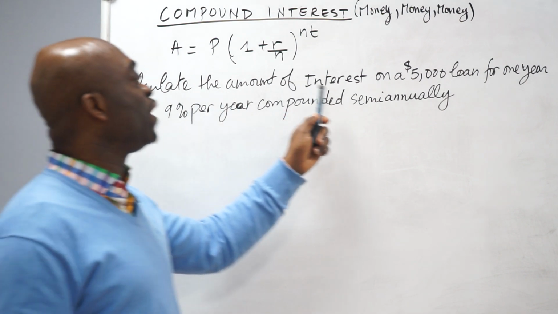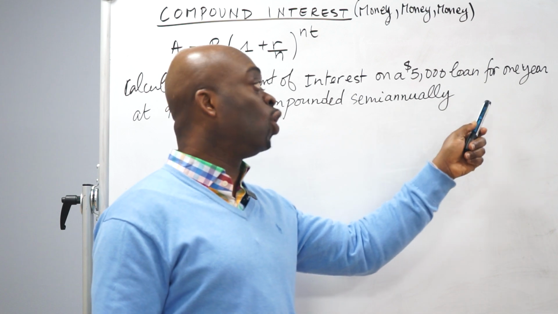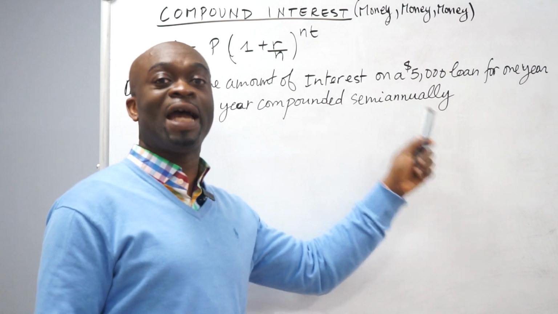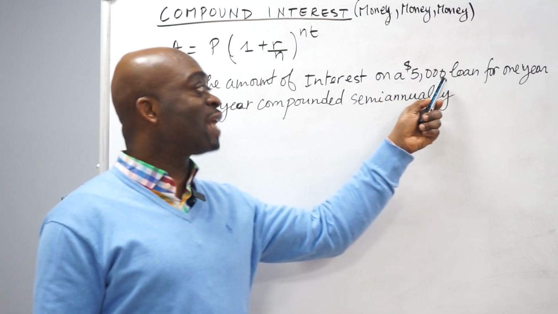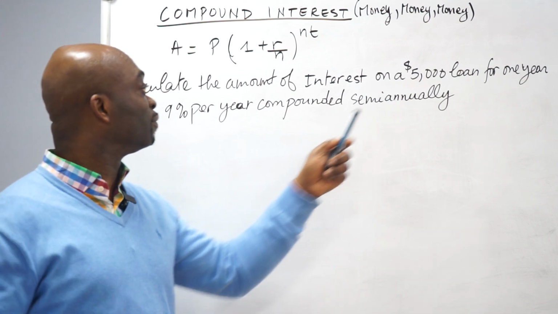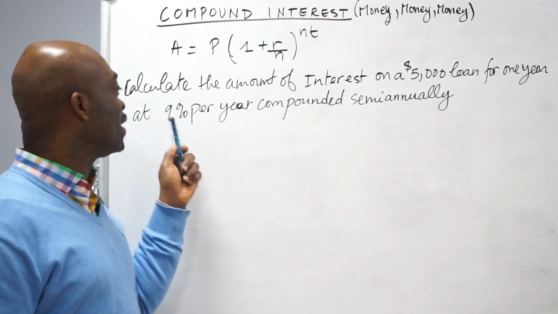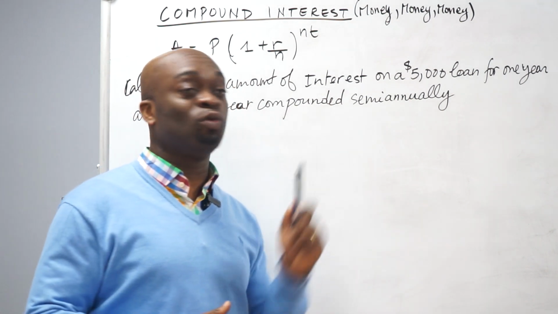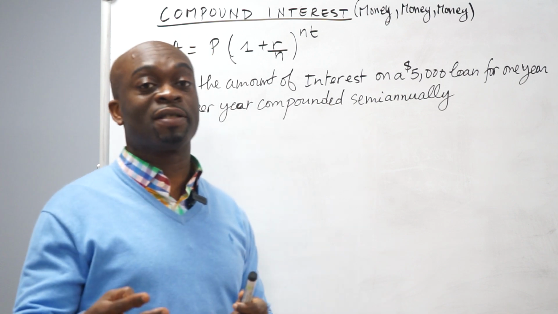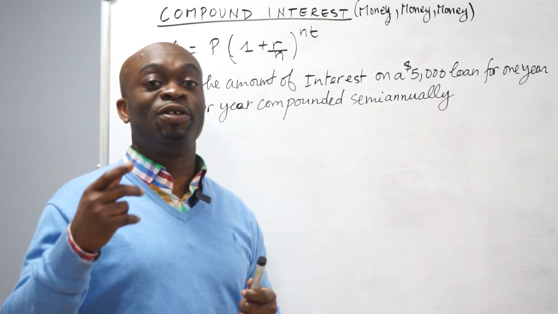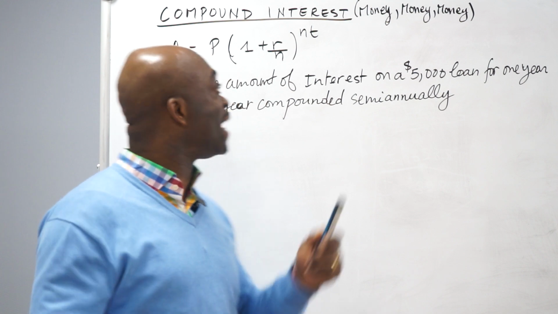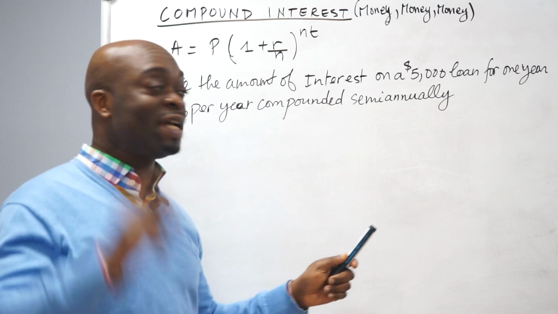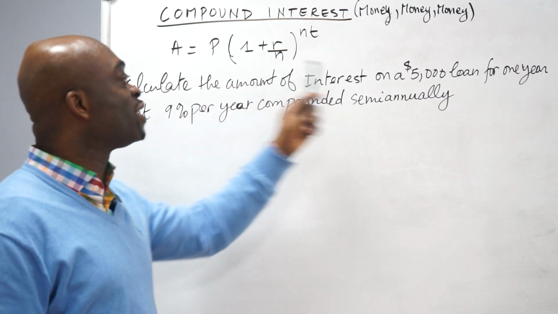Calculate the amount of interest on a $5,000 loan for 1 year at 9% per year compounded semi-annually. So we borrow $5,000 for 1 year, and the interest rate is 9%, compounded semi-annually. Semi-annually means every 6 months, and how many 6 months do we have in the year? We have 2 of them. So N in your formula is equal to 2. T is 1 year, and P, the principal, is 5,000.